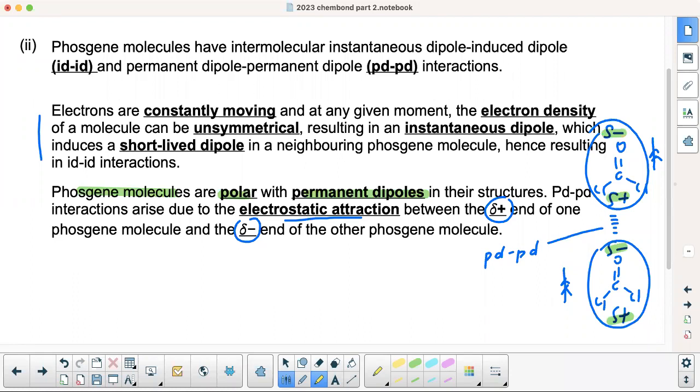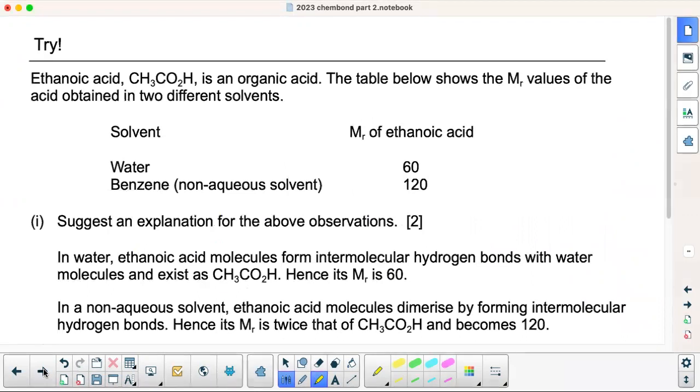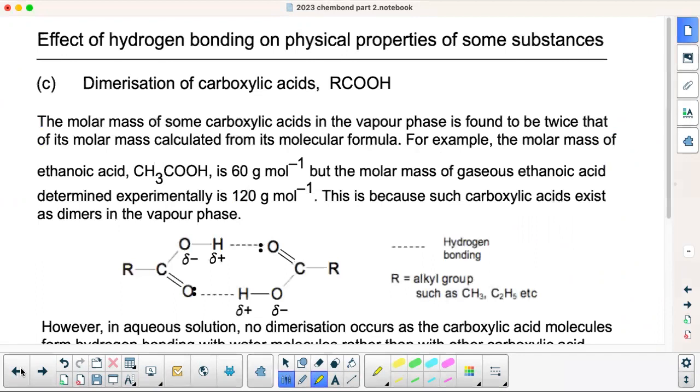Right, great. Then, okay, let's run through another two more concepts for H bonding. Let's see what is required of you. Okay, let's look at this question. I want to show you something about this molecule.